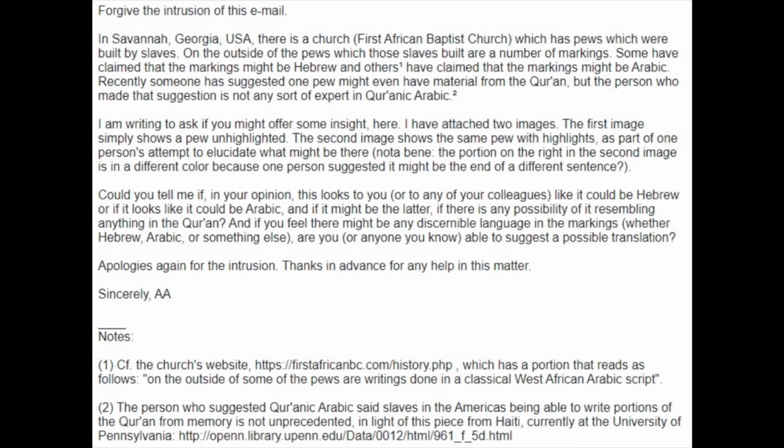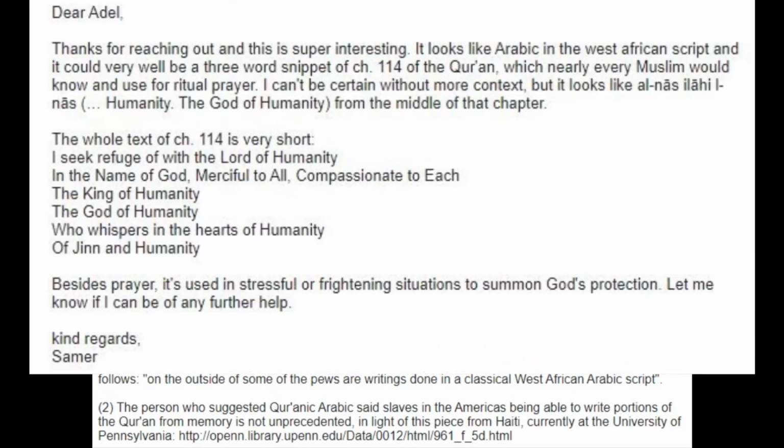Could you tell me if, in your opinion, that looks to you or to any of your colleagues like it could be Hebrew, or if it looks like it could be Arabic, and if it might be the latter, if there is any possibility of it resembling anything in the Quran, and if you feel there might be any discernible language in the markings, whether Hebrew or Arabic or something else, are you or anyone you know able to suggest a possible translation? Apologies again for the intrusion. Thanks in advance for any help in this matter. Sincerely, AA." End quote.